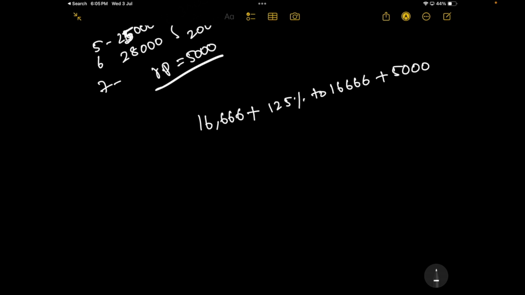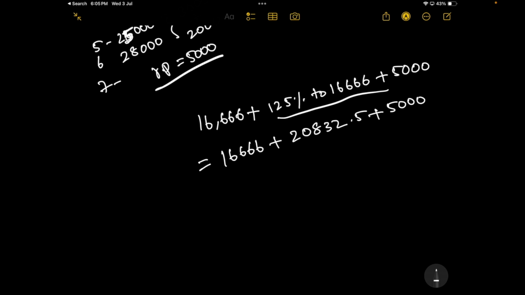Now if you substitute every single thing here, how much will you get? 16,666 plus 125% of 16,666, which is 20,832.5, plus 5,000 rupees of performance growth I'm expecting. Now if you add everything, that is 42,498. This is our formula substitution.